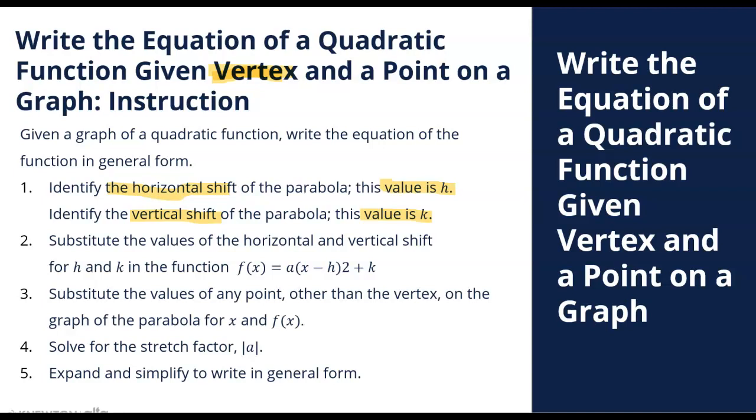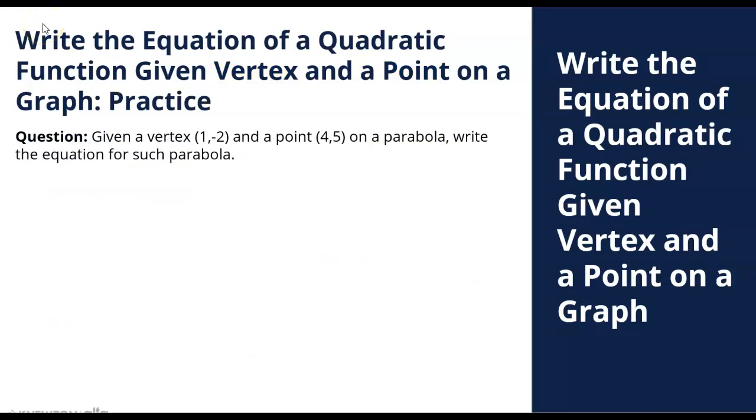And then you substitute these values into the given function, f(x) = a(x − h)² + k. After you substitute h and k, you pick the given point and get the x-coordinate and the y-coordinate. The x-coordinate will be replaced in the x, and the y-coordinate of the given point other than the vertex will be replaced in f(x). With that, you can solve for the value of a, the coefficient of your leading term. Once you solve for a, you can expand and simplify and write it in general form. So to exemplify the process, we are going to consider an example.